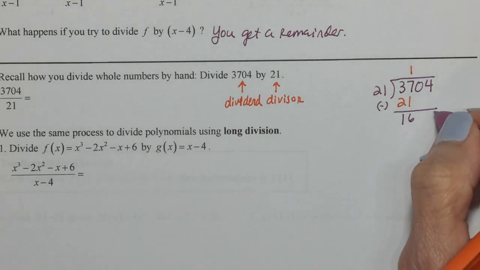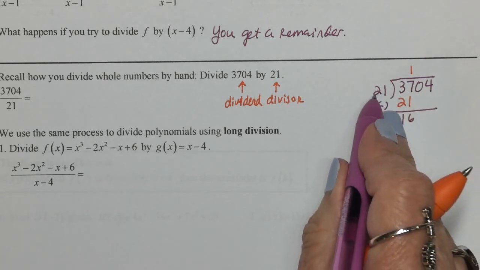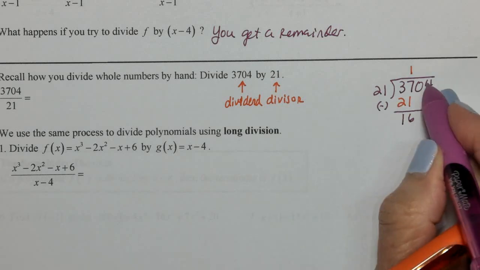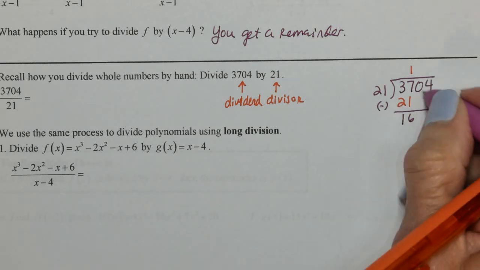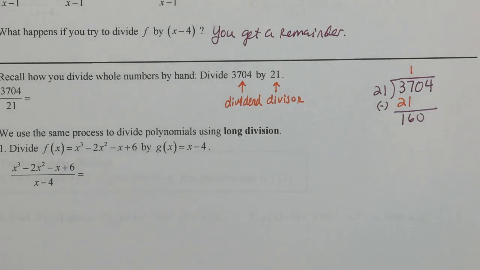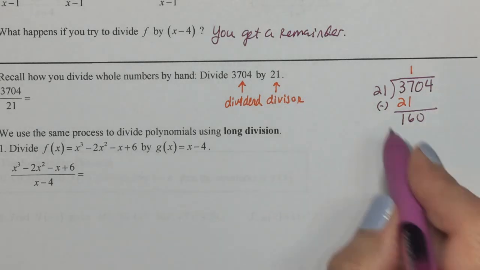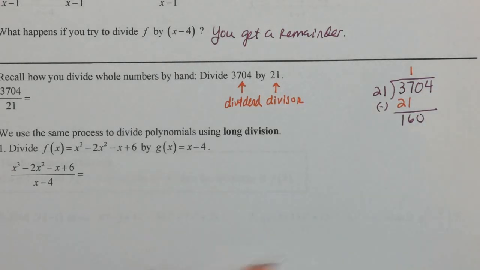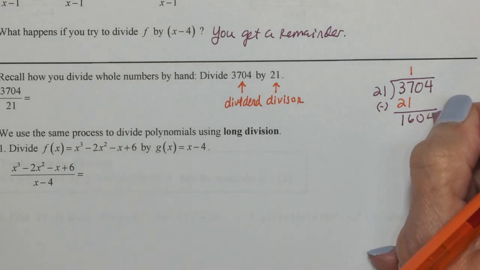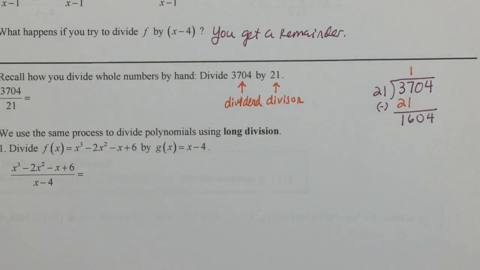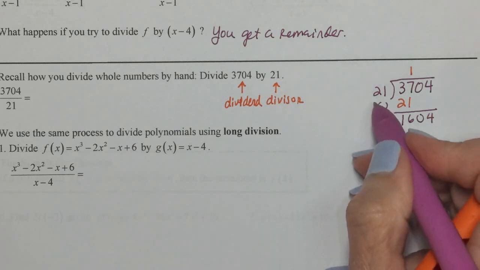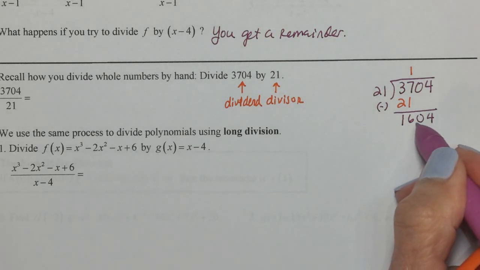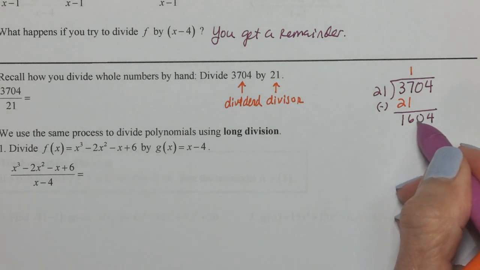And then the way you probably learned it was you ask yourself, well, 21 better not go into 16. If so, then you got this number wrong. But I know that doesn't go into it, so I would bring down the next number and go through the same thing. How many times does 21 go into 160? For our purposes, since we're about to do this with polynomials, I'm also going to bring down that 4. So I bring down everything. But I am going to ask myself, how many times does 21 go into 160?